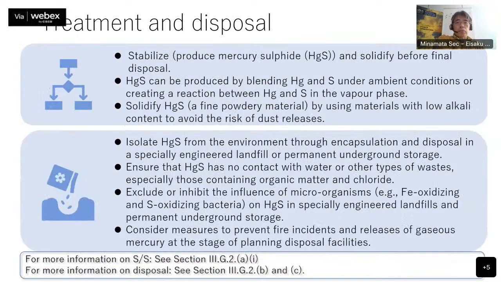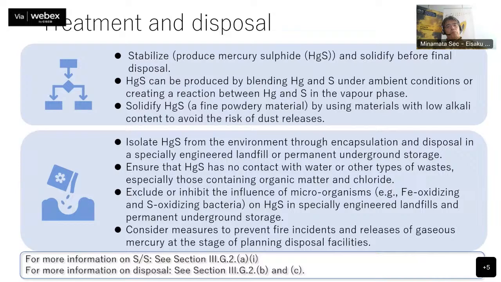Waste consisting of mercury or mercury compound should be stabilized and solidified before final disposal. Stabilization is conducted as producing mercury sulfide. Since mercury sulfide is a fine powdery material, mercury sulfide should be solidified. Stabilized and solidified waste consisting of mercury or mercury compound that meet acceptance criteria could be disposed of in specially engineered landfills and permanent storage.